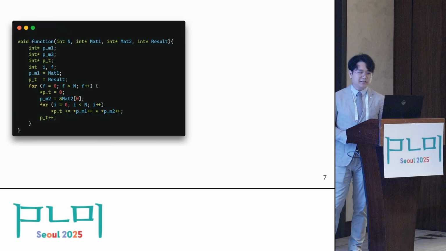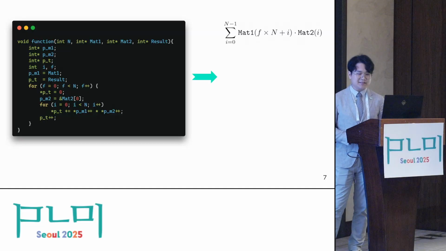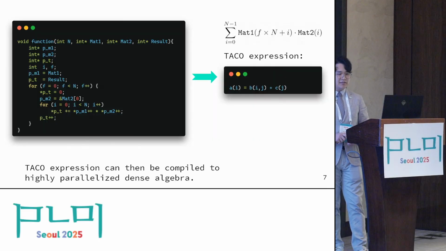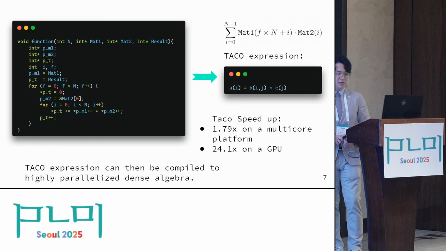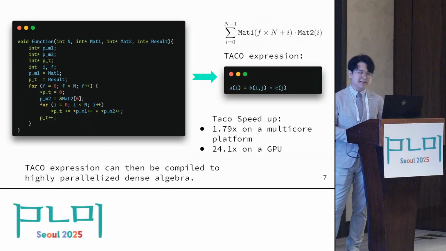First, let's look at an example. This is a legacy C code. What it's doing is a dot product. And the corresponding Taco expression in Einstein notation is A_i equals B_ij times C_j. The Taco expression can then be compiled to highly parallelized dense algebra. The Taco speedup for our benchmarks will be 1.79 times on the multi-core platform and 24.1 times faster on the GPU compared to the previous legacy C code.